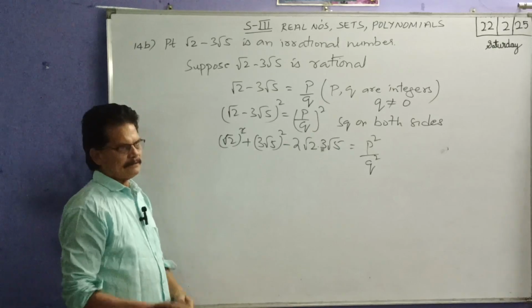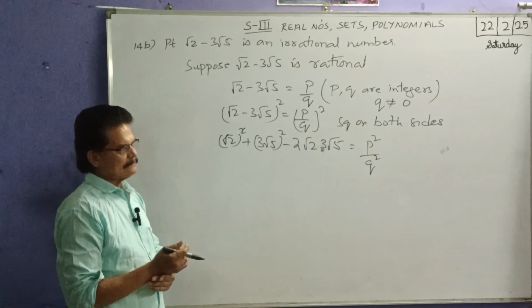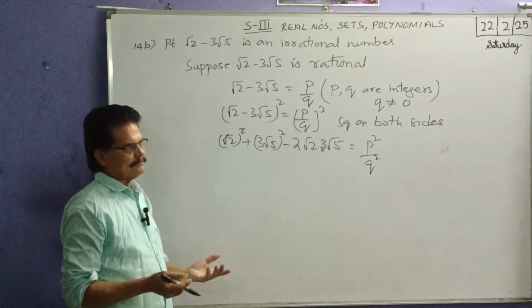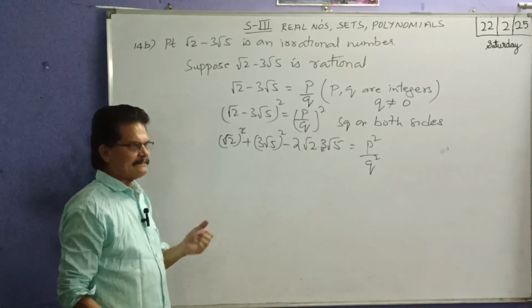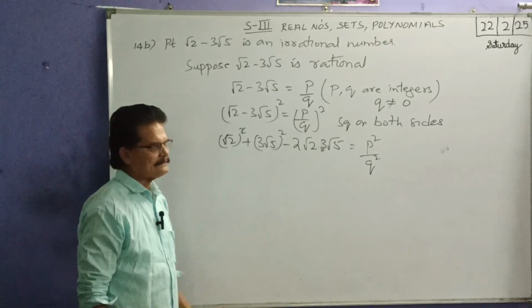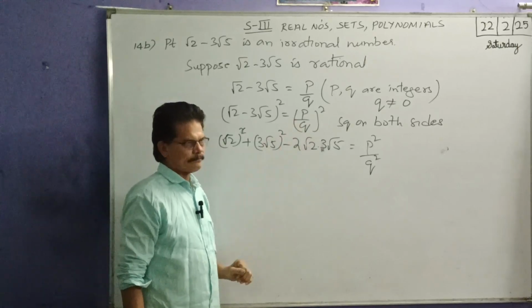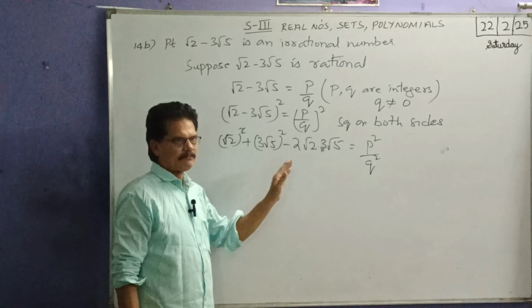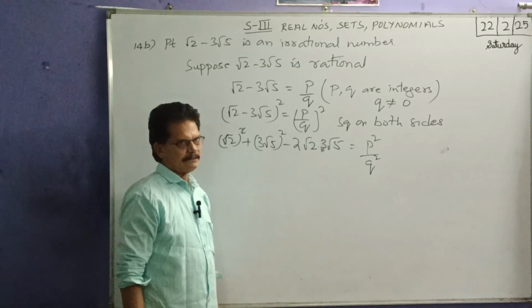Square root means radical. Cube root means radical. Fourth root means radical. Changing to exponent: square root means 1 by 2, cube root means power 1 by 3, fourth root means power 1 by 4.